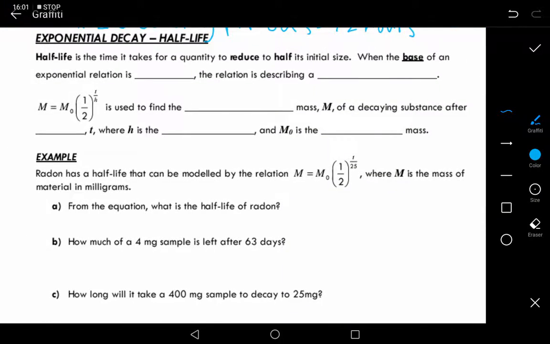All right, so exponential decay. Our other special case that we'll see come up multiple times is something called a half-life. What a half-life is, is the time it takes for a quantity to reduce to half its size. So up above, we were talking about how a population would grow to double. This is when you have one and it's getting reduced to half, okay? So when the base of an exponential relation is 1/2, the relation is describing a half-life.